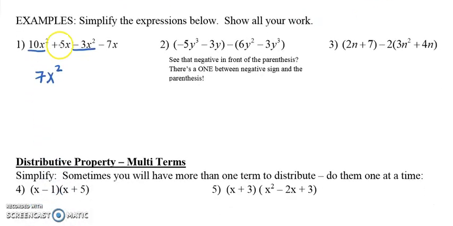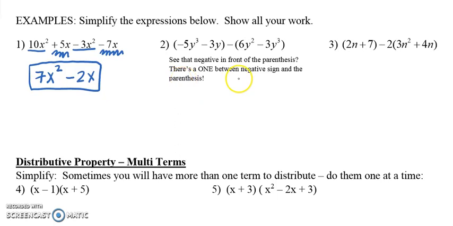So be careful there. And then I have 5x minus 7x. So 5 of something minus 7 of something is negative 2. So negative 2x. And this is as far as you can go because these two are not like terms. Let's look at this next one's little hint here. See that negative in the front of the parenthesis? There's a 1 between the negative sign and the parenthesis.